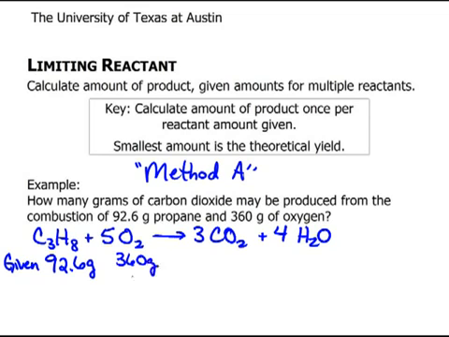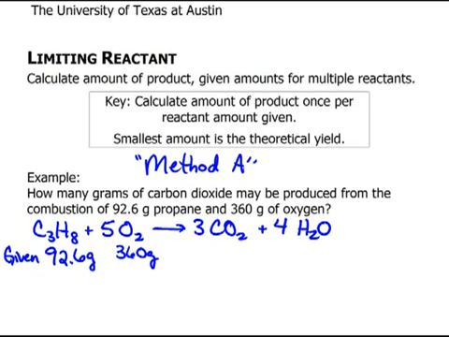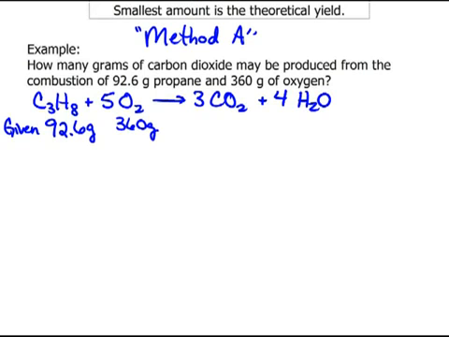Now, I see that I'm given more than one reactant, so I do have a limiting reactant problem. I can't just look at the grams and know what the limiting reactant is. It's not just about which one is the lesser number. So we need to get these to moles, and we need to find out how much product can be formed from each. This builds directly upon the given moles, find moles, method A problem that we did before. So let's just jump in and look at this.